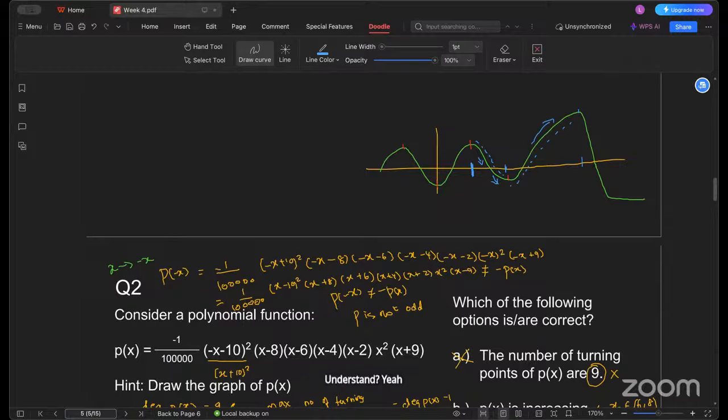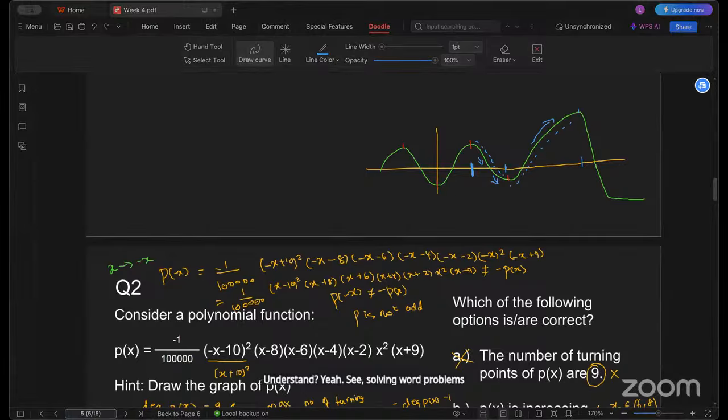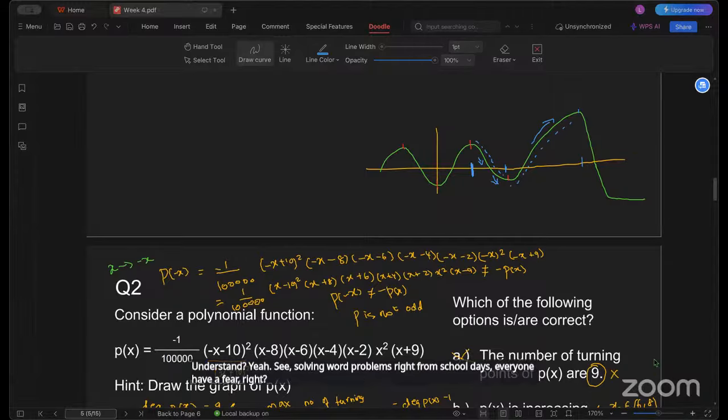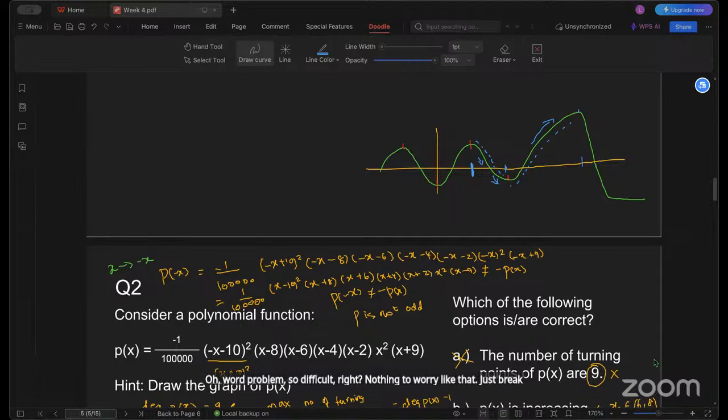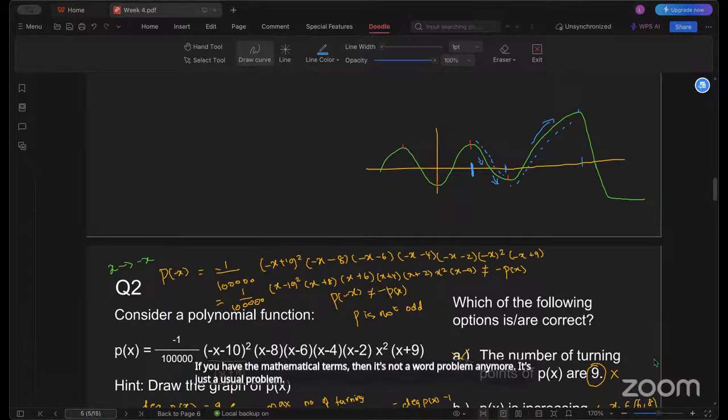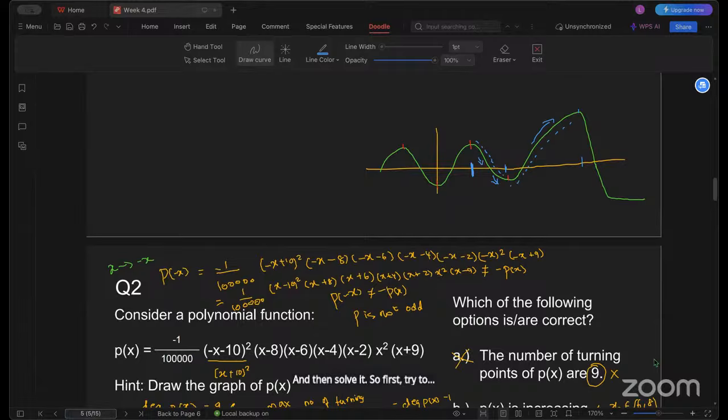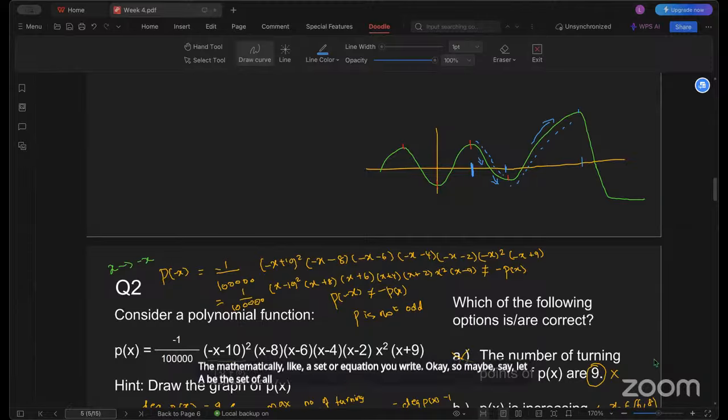See, solving word problems, right from school days, everyone has a fear, right? Oh, word problem, so difficult. Nothing to worry like that. Just break it down into small sentences. Try to write them in mathematical terms. If you have the mathematical terms, then it's not a word problem anymore. It's just a usual problem and then you solve it. Even for a small sentence, however much you understand, only till that part try to write it as equations or as a set. Okay, so maybe say, let A be the set of all natural numbers divisible by 2.